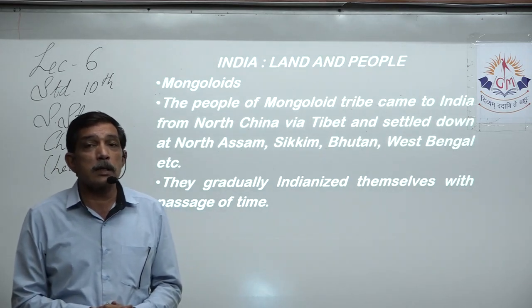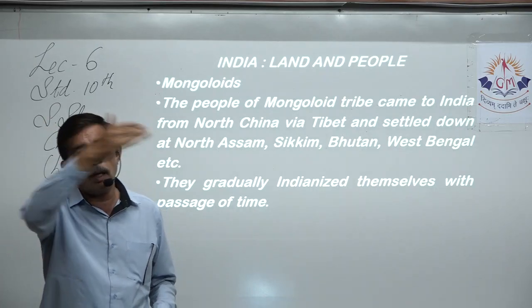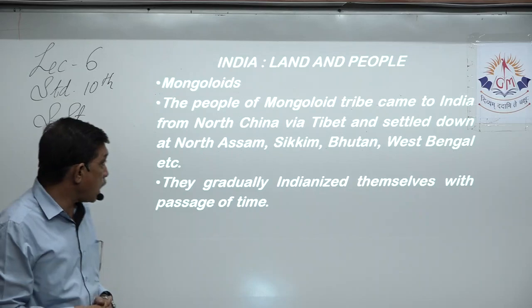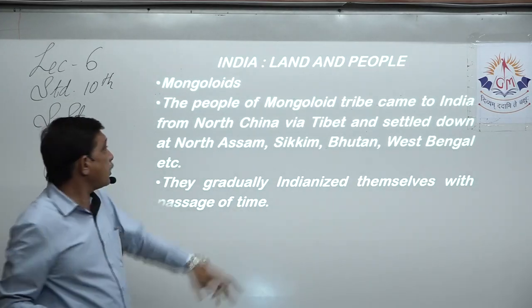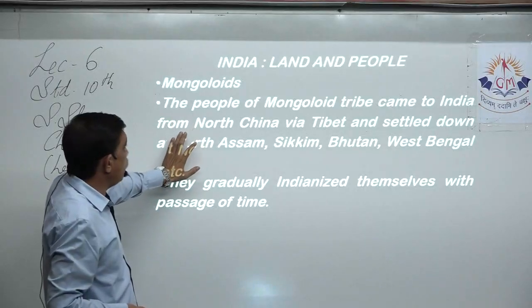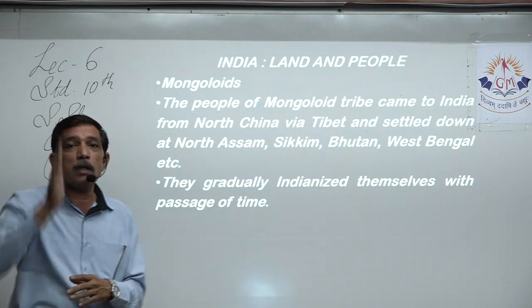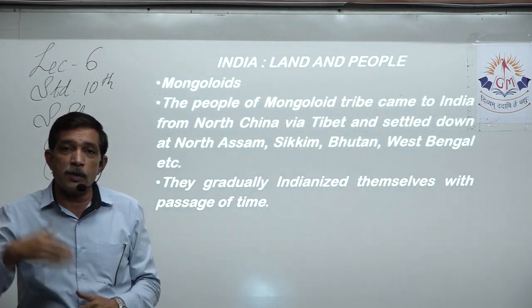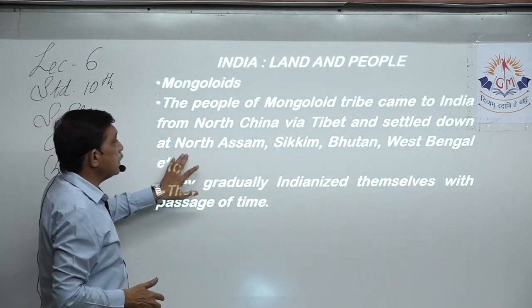He was known as a big conqueror, yes, and from there he came all the way through Afghanistan and attacked India also, Genghis Khan, right? So that is the origin of the Mongoloid tribe. The people of the Mongoloid tribe came to India from North China, right? So from the north. If we go in the north, then the Himalayas, the direct country which falls after Tibet, China, we have Mongolia. So from there, and settled down.